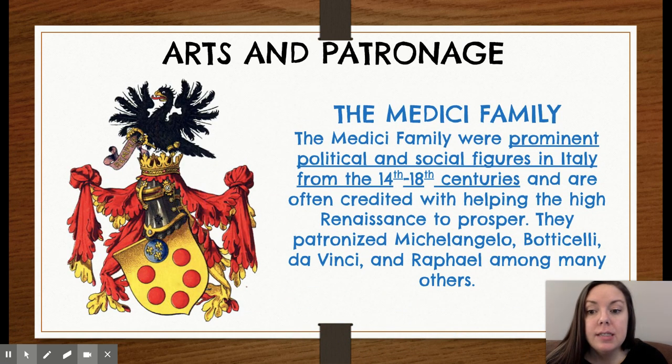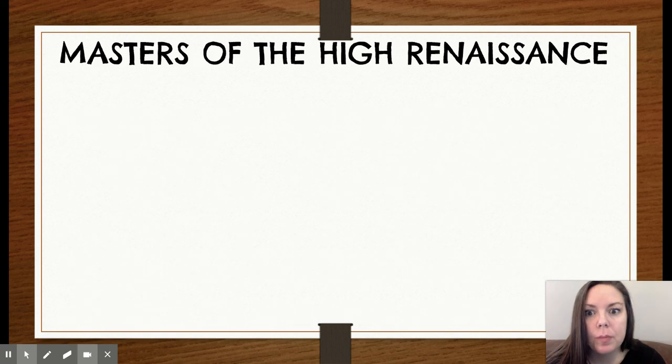The biggest patron of art during the Renaissance was the Medici family. The Medici family were prominent political and social figures for over 4 centuries in Italy and are often credited with helping the High Renaissance to prosper. They patronized artists such as Michelangelo, Botticelli, Da Vinci, and Raphael, among many others. The Medici family married into royal families. They had popes, bishops, all kinds of connections; they had their fingers in many pots.